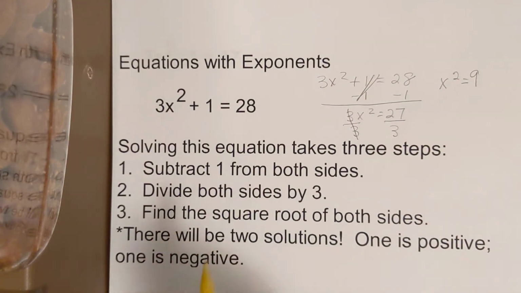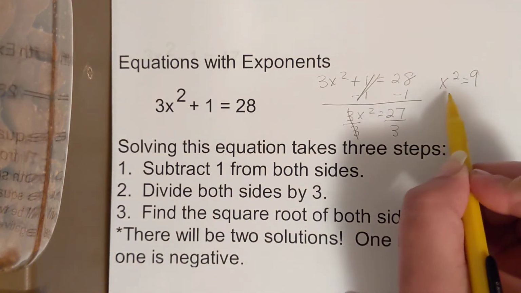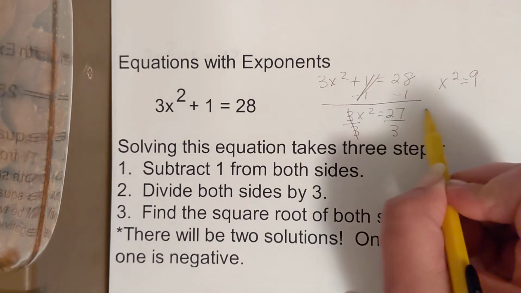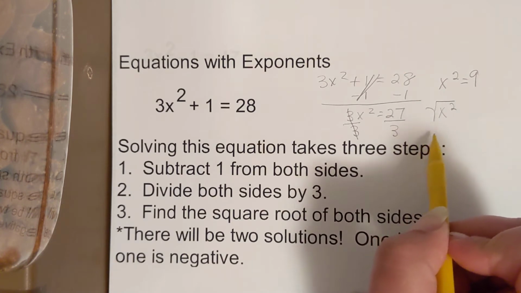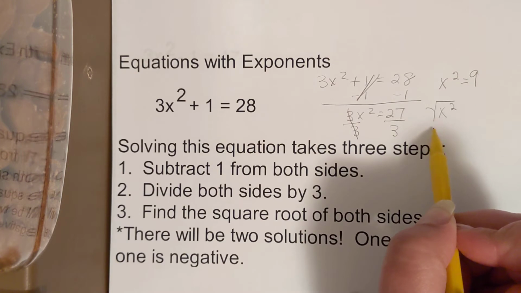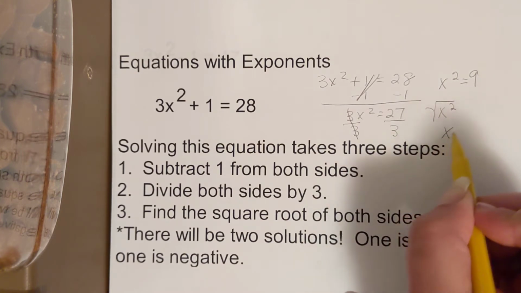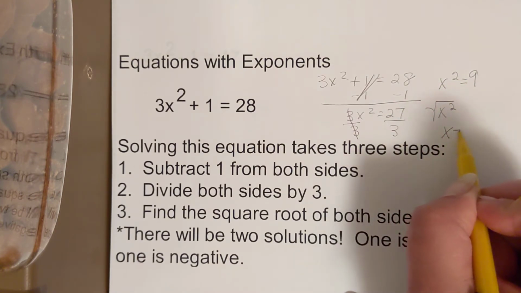The third step says find the square root of both sides, noting there will be 2 solutions. One is going to be positive and one is going to be negative. So if I take the square root of x squared, that means what multiplied by itself will give me x squared? Well, the simple answer is just an x. So x multiplied by itself would give me x squared. So the square root of the left-hand side will be an x.